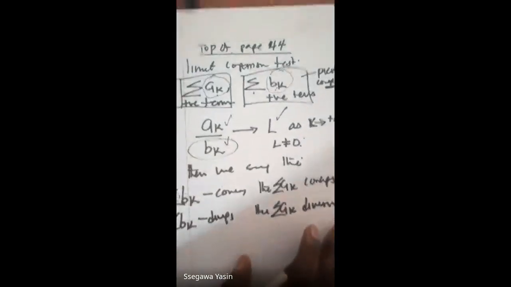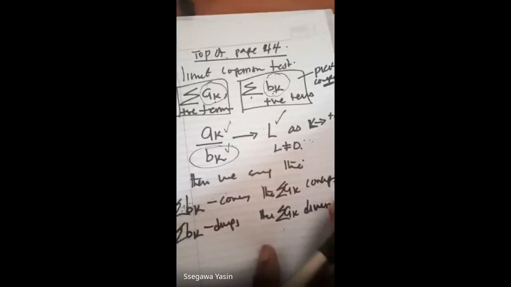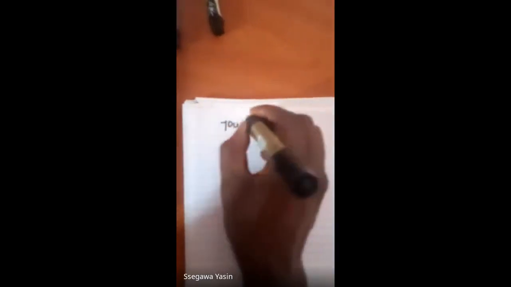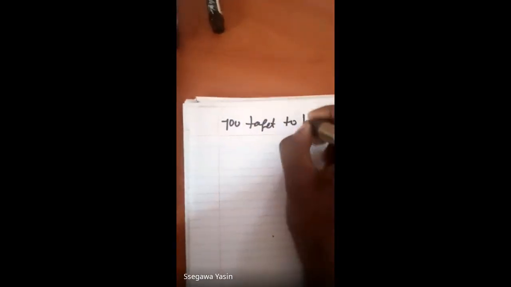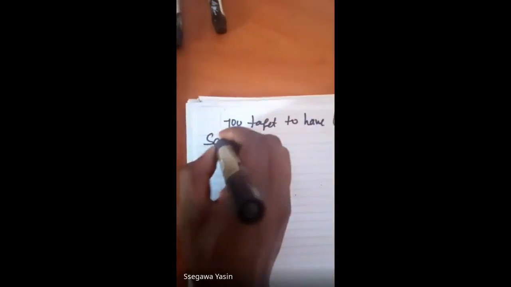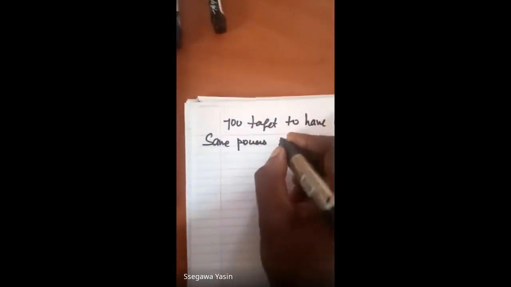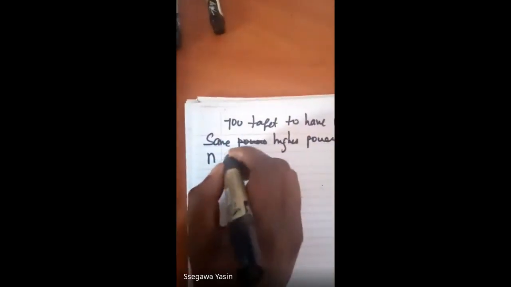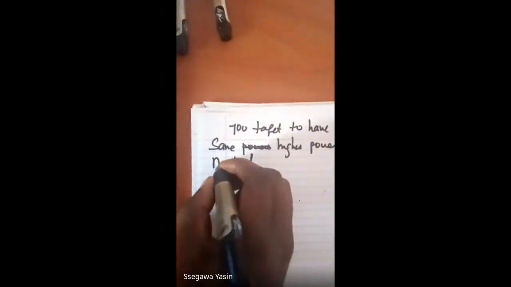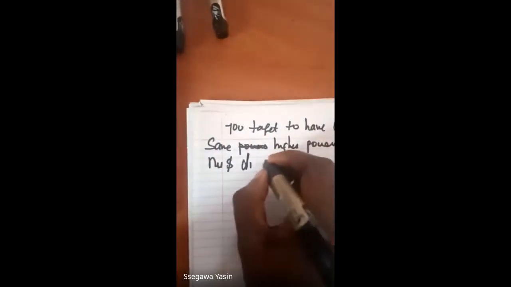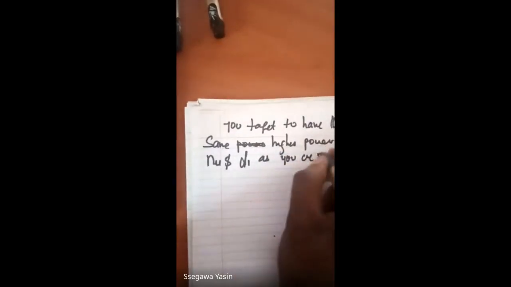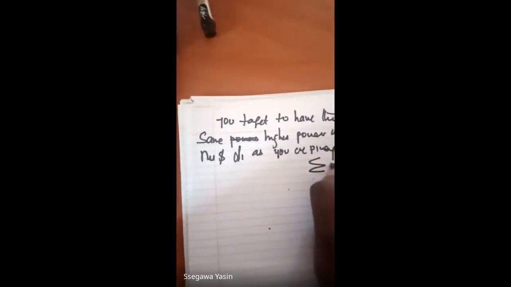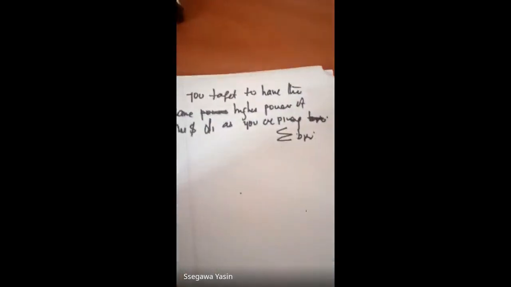But I want you to know one trick here. You target to have the same powers, the same highest power of the numerator and the denominator, as you are picking BK, as you are picking the series BK. That is the target you look at.